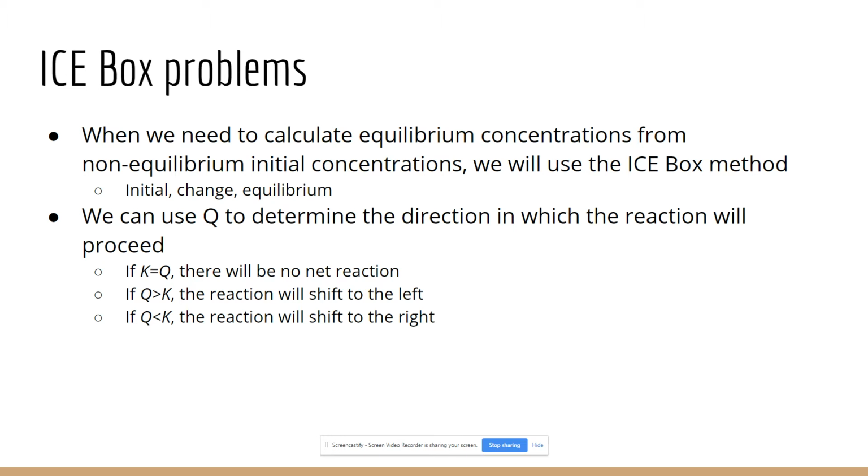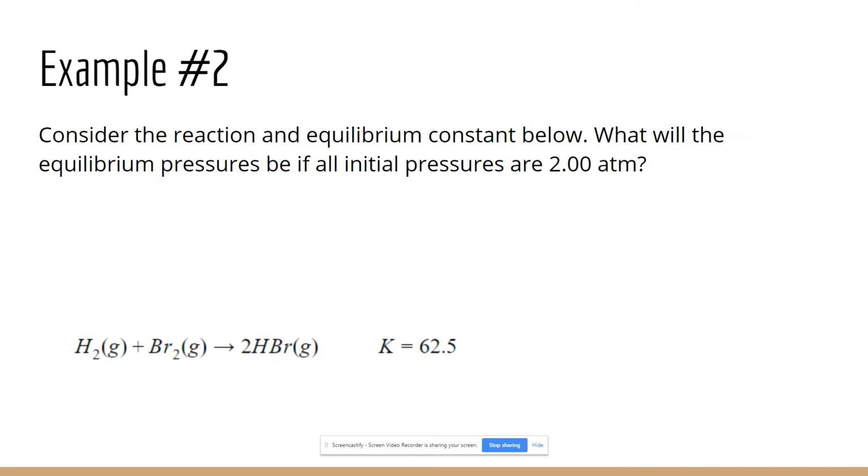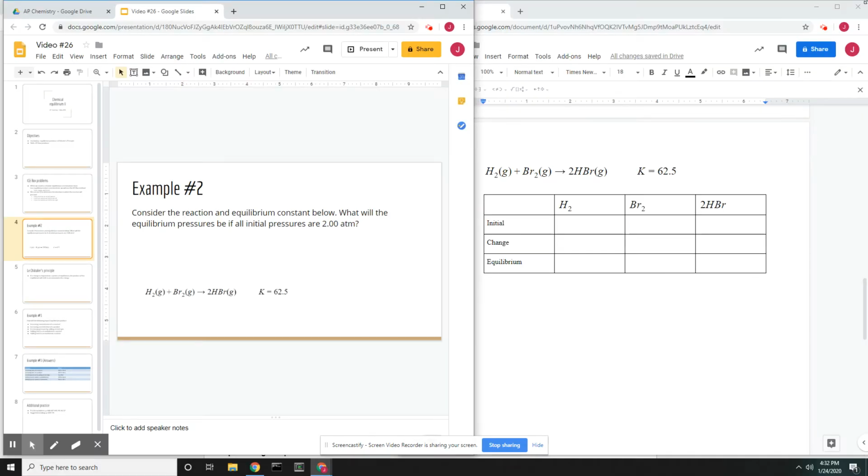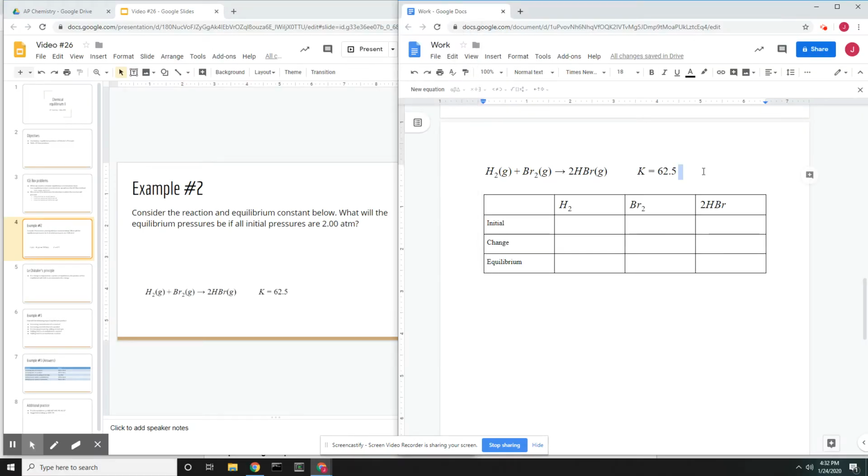Let's take a look at an example of this. Pause here. I'm going to walk you through this, but what I really want you to get out of this is not so much how to do the math, because I'm going to show you a simpler way to do it in class, but just how to set up the problem. So let's get to that. We have a reaction and we have a value for K. I need to first determine which direction the reaction is going.